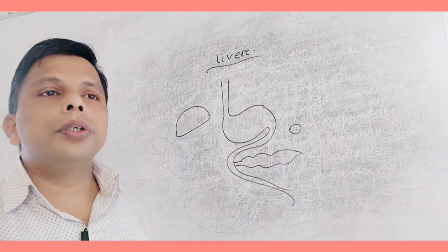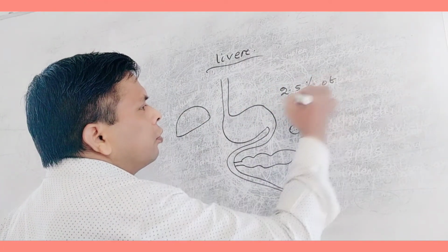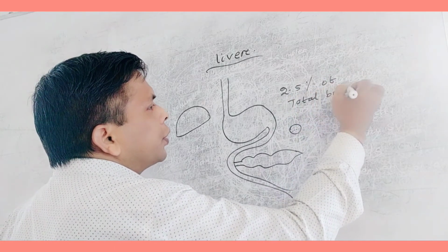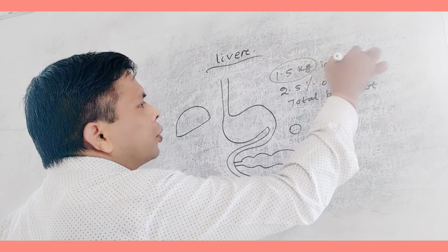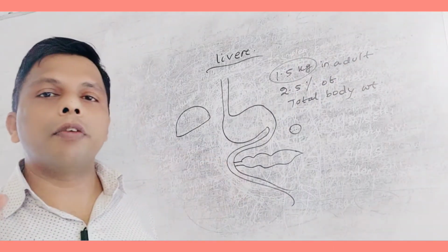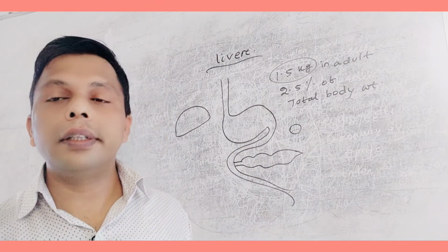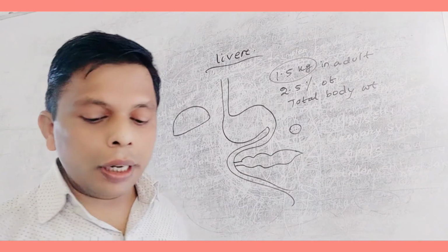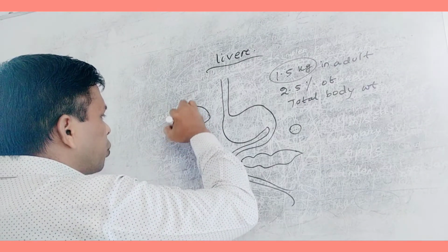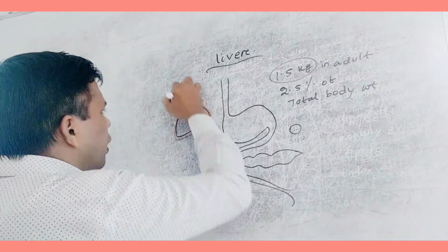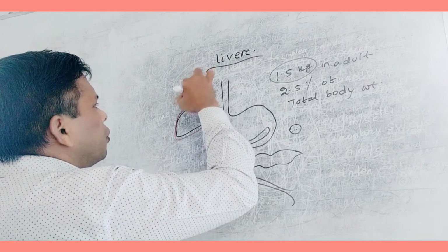It is about 2.5% of total body weight, and about 1.5 kg in an adult. The weight is approximately 1.5 kg, which is about 2.5% of body weight. The liver is externally enclosed by a capsule called Glisson's capsule.